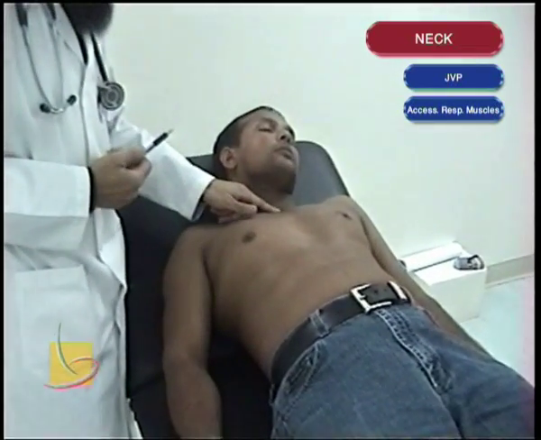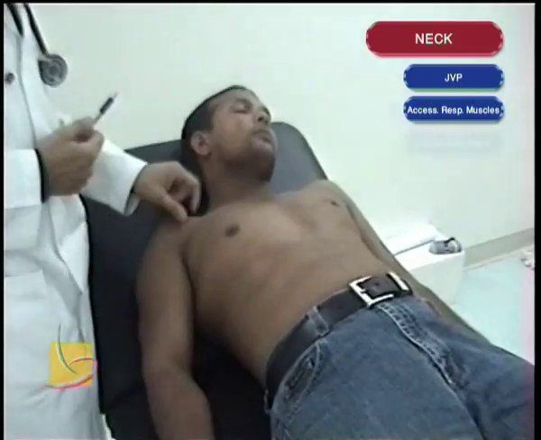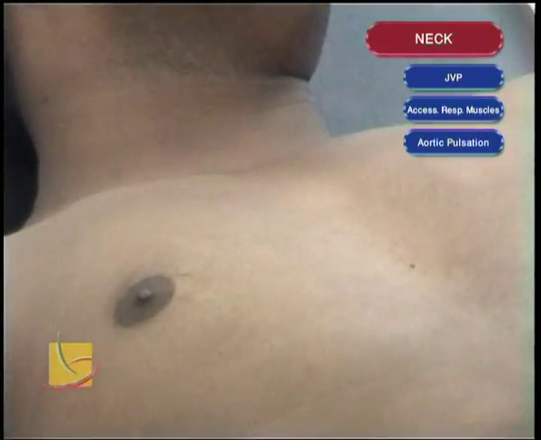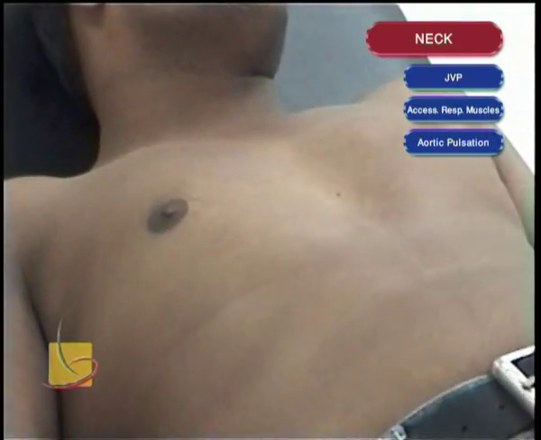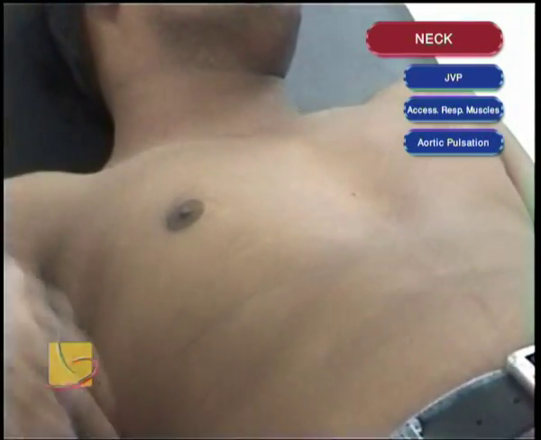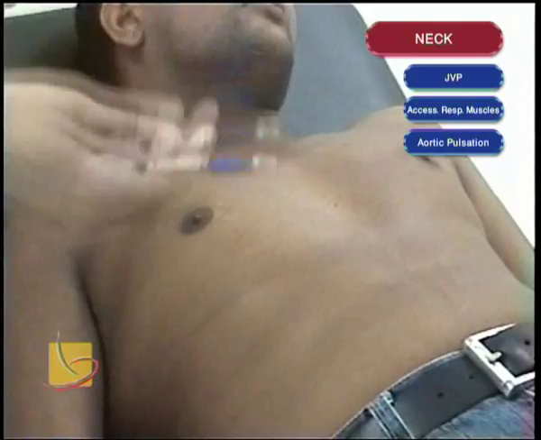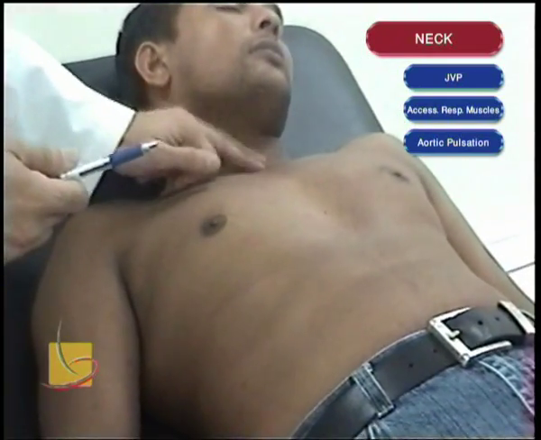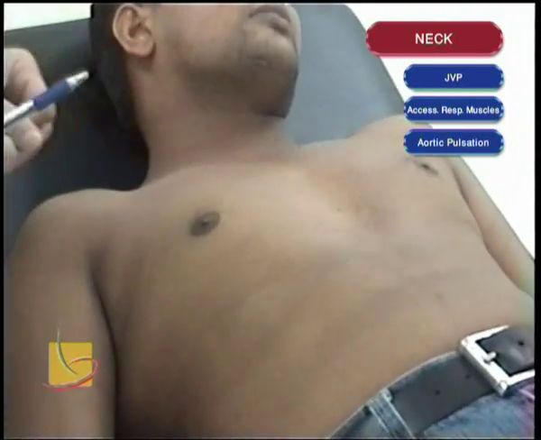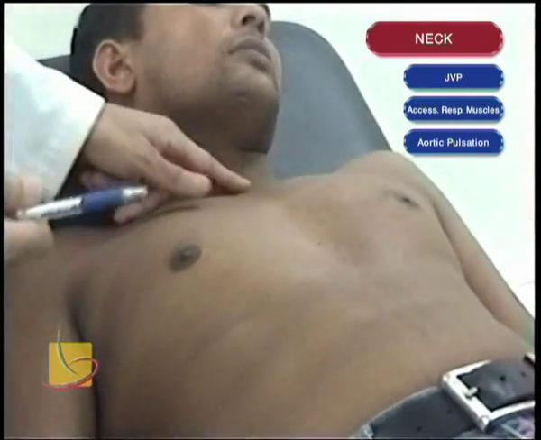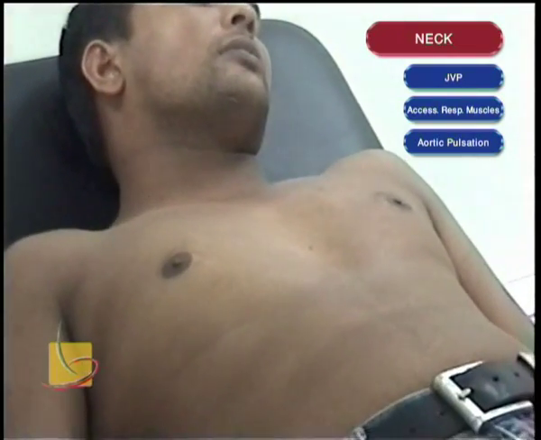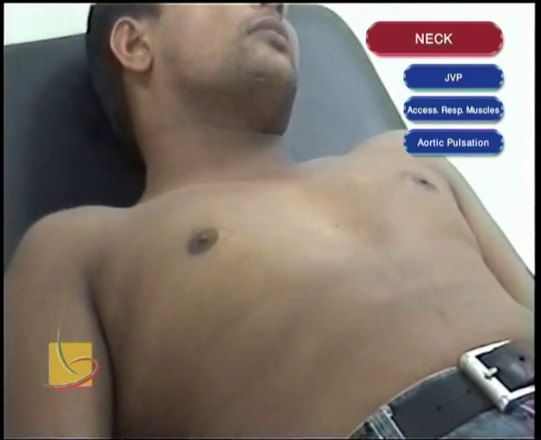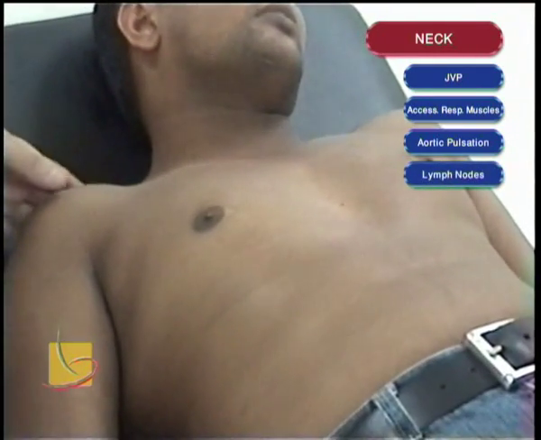And look carefully at the suprasternal notch, because in a patient who has hyperdynamic circulation, as I said before, when the pulse volume is high, when there is collapsing pulse, when there is pulmonary edema, when the hand is warm, when the face is flushed, you may get pulsation in the suprasternal notch, and these are aortic pulsations. Aortic pulsations normally are not seen in the suprasternal notch, so if they are seen, they may indicate hyperdynamic circulation. It is a must that you palpate for lymph nodes in this condition.